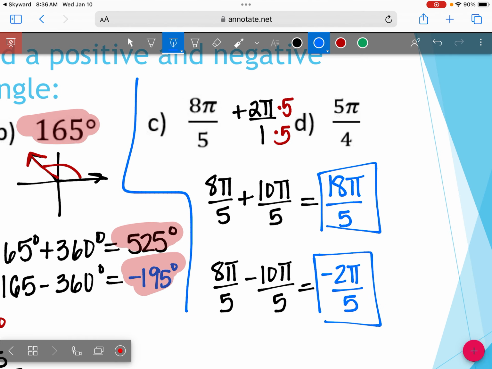All right, all three of these angles are the same. Go ahead and do part D by yourself. 5 pi over 4. Find a positive and a negative coterminal angle.